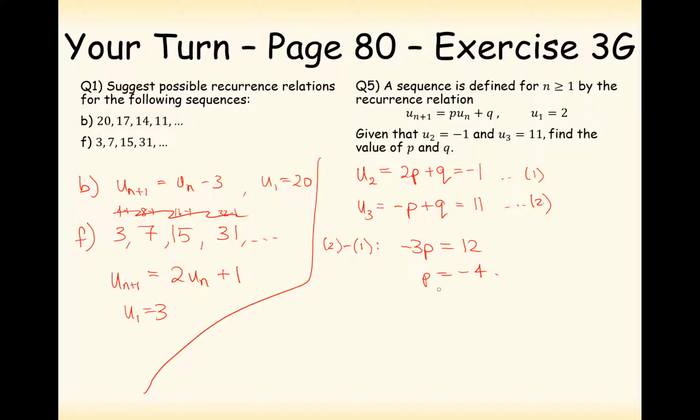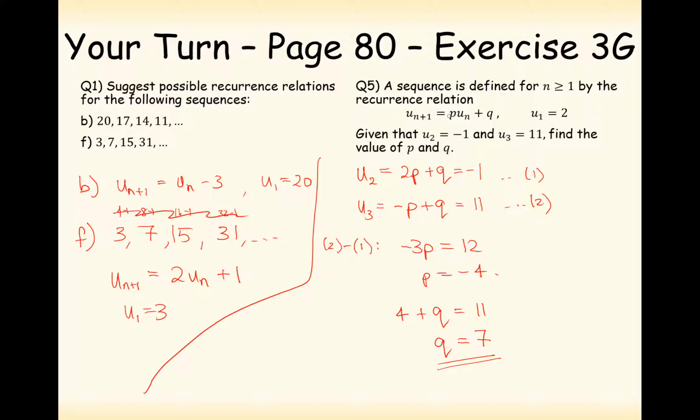Yeah, that's what we get for p. And for q, let's work out what we get for q. So let's substitute into the second equation here. We're going to get 4 plus q equals 11. So q is equal to 7. Okay, so there we are.